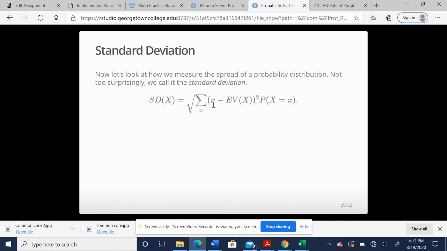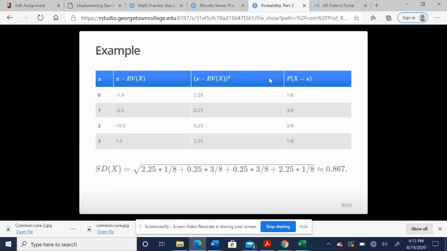We take the possible result and we subtract the expected value, and then we square the difference. We're finding the deviation and we're squaring it. That's exactly what we did when we were calculating standard deviation with a set of data points. Then we're going to multiply that by the probability of that particular result. Okay. Once we do all of that, we're going to add them up. That's what this summation is for, and then take the square root. Okay. So here's a worked out example of that.